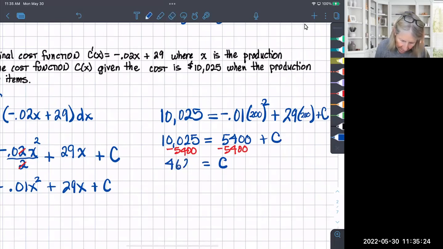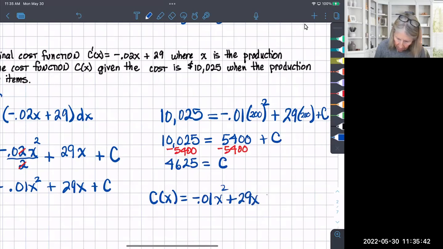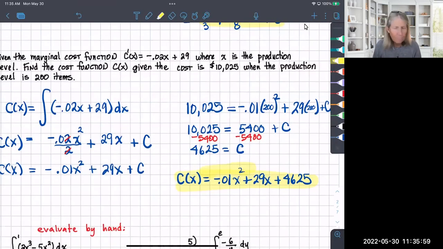So remember, your answer is the cost function. It says find the cost function, so be sure it's clear what your answer is. So the cost function C of x is going to be this negative 0.01x squared plus 29x plus the constant of 4625. Gosh, writing is bad here. And so you're going to box that or circle it or make it really clear that that's your final answer there. Okay. So that's how we can use antiderivatives to work backwards from a derivative to the original function.